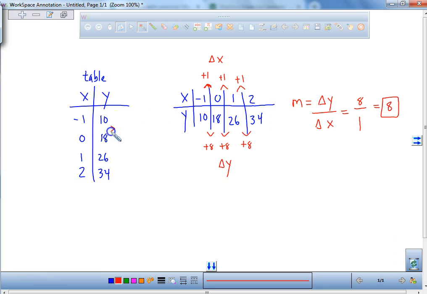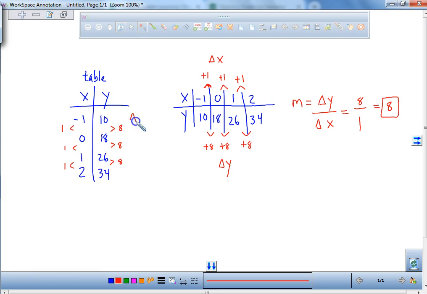Over here, what I want you guys to understand, I like to look at things vertically more than horizontally. Can you see how the gap between a 10 and an 18 is 8? 10 plus 8 is 18. 18 plus 8 is 26. 26 plus 8 is 34. -1 plus 1 is 0. 0 plus 1 is 1. 1 plus 1 is 2.